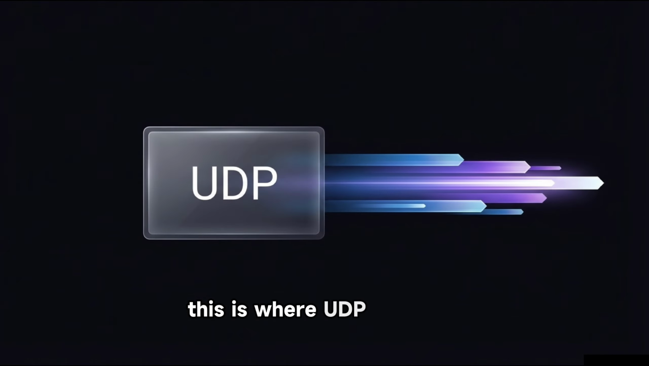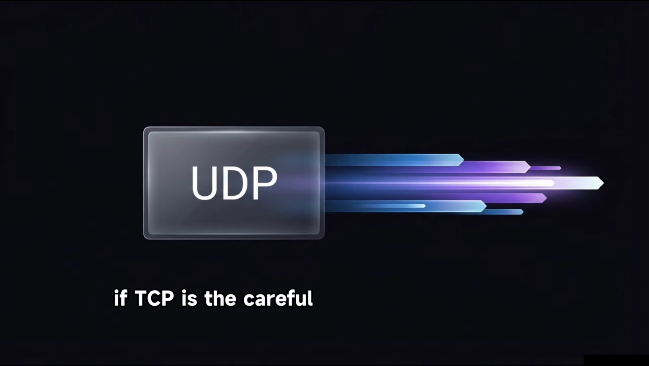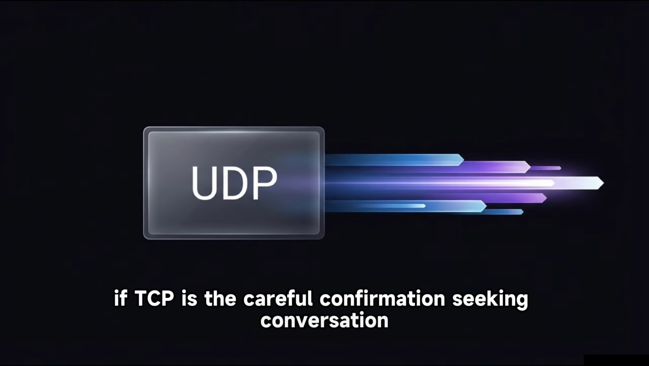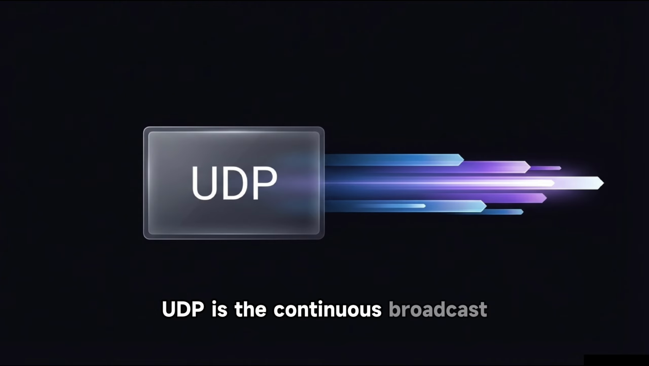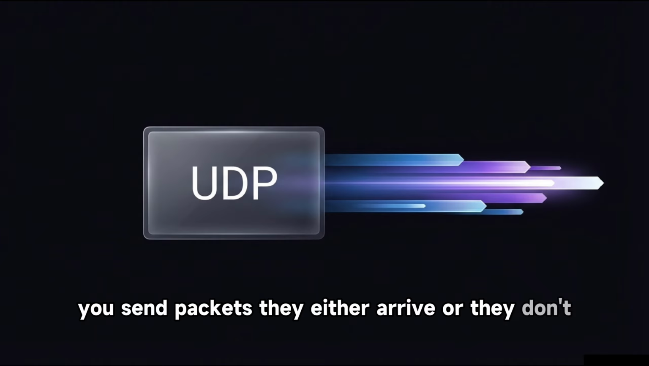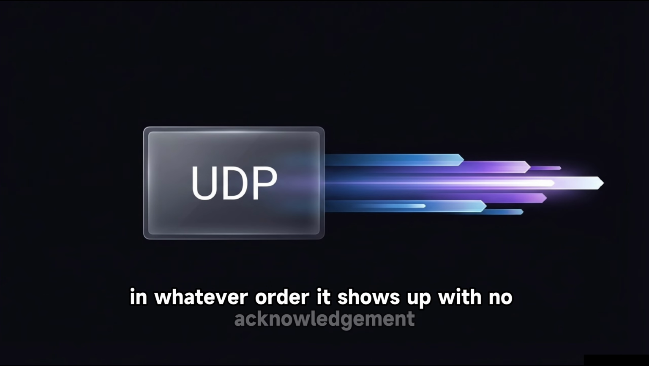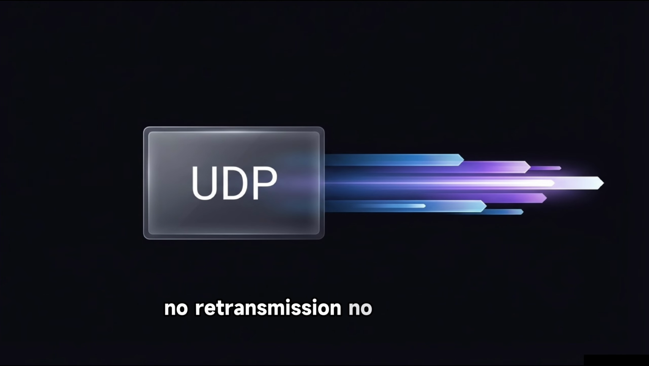This is where UDP comes in. UDP stands for User Datagram Protocol. If TCP is the careful, confirmation-seeking conversation, UDP is the continuous broadcast. You send packets. They either arrive or they don't. You never find out. The receiver gets whatever shows up, in whatever order it shows up, with no acknowledgement, no retransmission, no reordering.